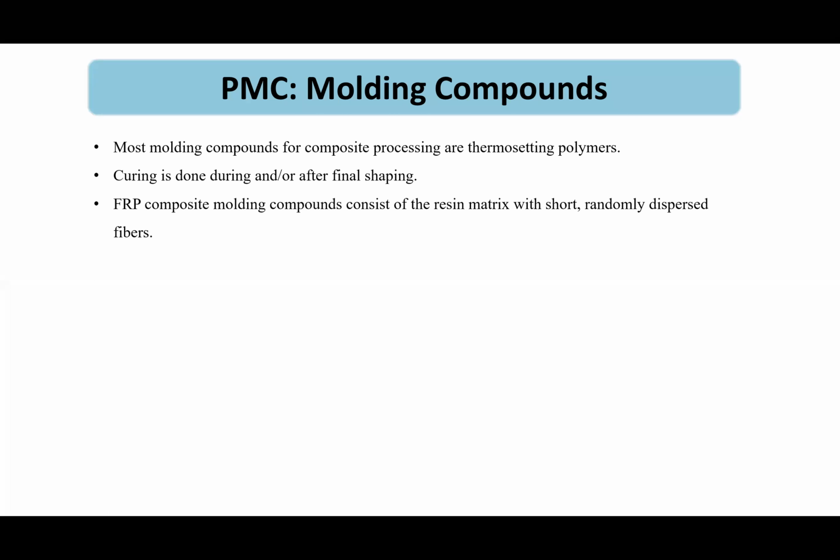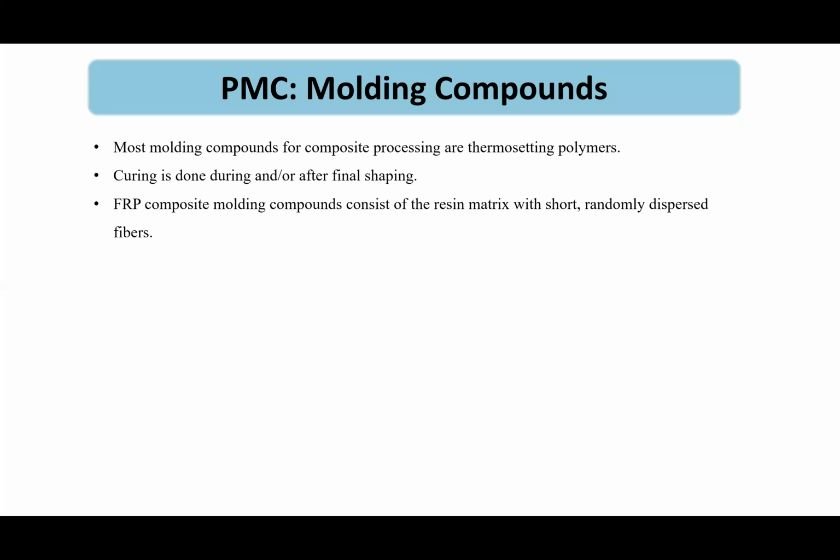And the first type that we're going to study for manufacturing polymer matrix composite is molding compounds. There are various types of molding compounds. We're going to discuss that. First of all, for molding compounds for composite processing, mainly thermosetting polymers are used. And the curing of the composite is done during the shaping process or after final shaping. Once shaping is complete, then you cure the mold.